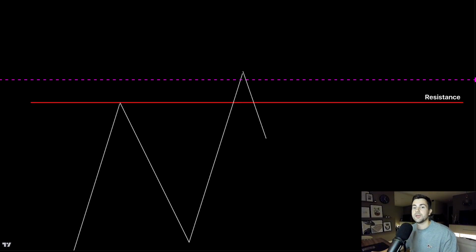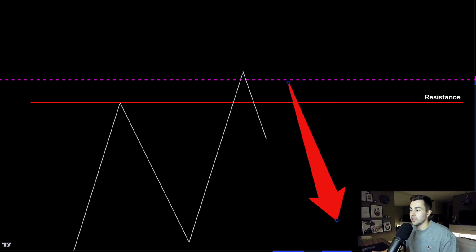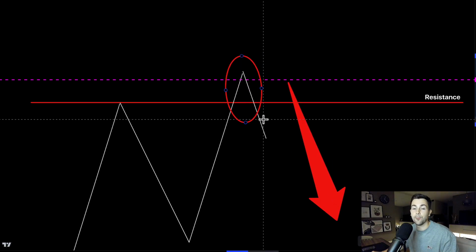After the retail sellers and the retail buyers are stopped out, the market tends to keep falling, and such an event is called a bullish trap. And now let's analyze gold chart.